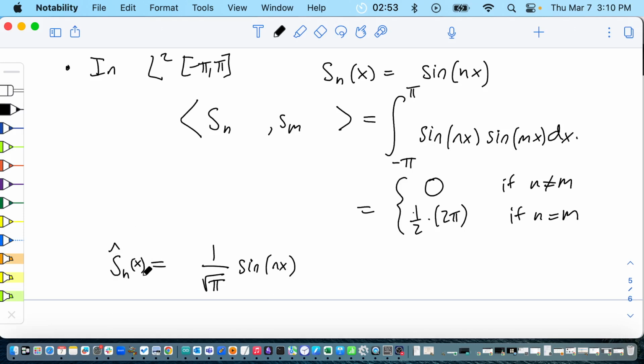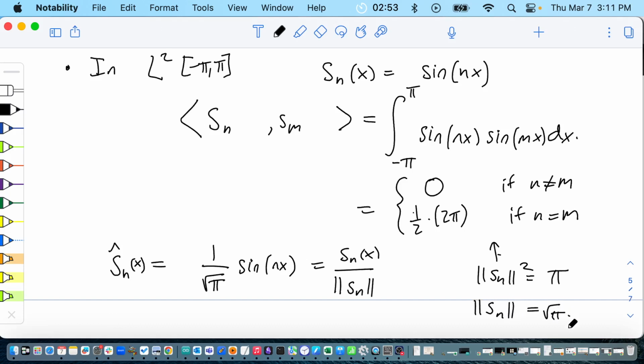Hat means normalized. This is S of x divided by the norm of S of Sn, right? So from this, the norm of Sn squared is pi, and so the norm of Sn equals the square root of pi. That's the inner product with itself. Okay, and now it's an orthonormal sequence.